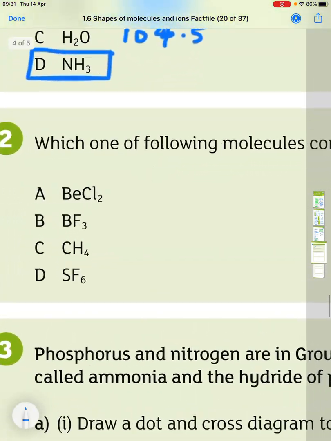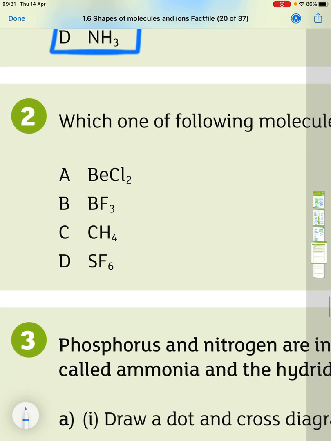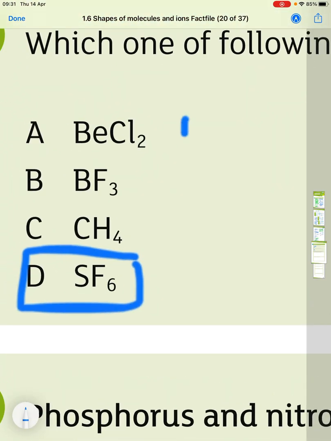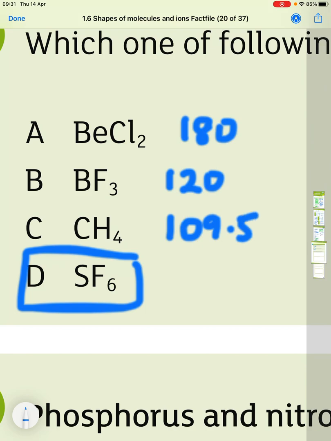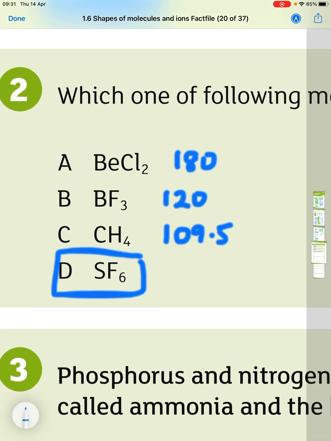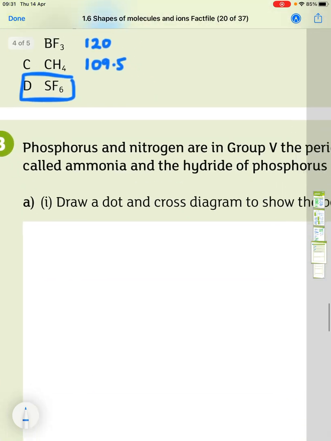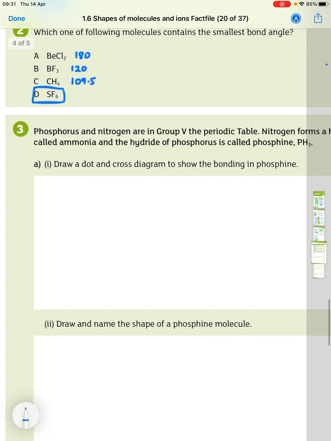So which one of the molecules contains the smallest bond angle? Again, you should know straight away it's this one, SF6, but if we think about the angles in here: linear molecule 180, this one 120, and then methane 109.5 because tetrahedral. So we know that SF6 has the smallest bond angle, with each of them being 90 degrees.